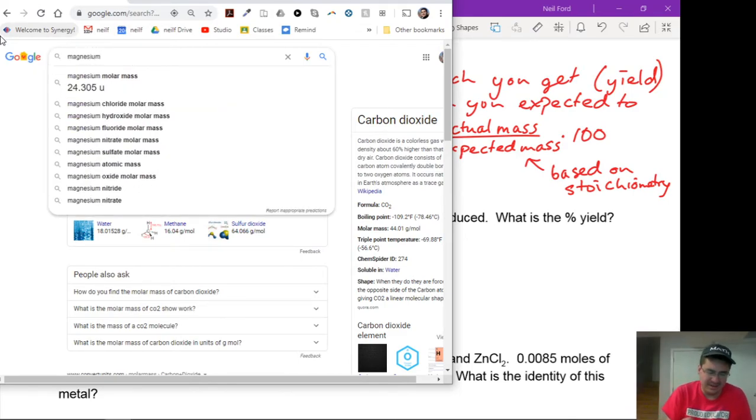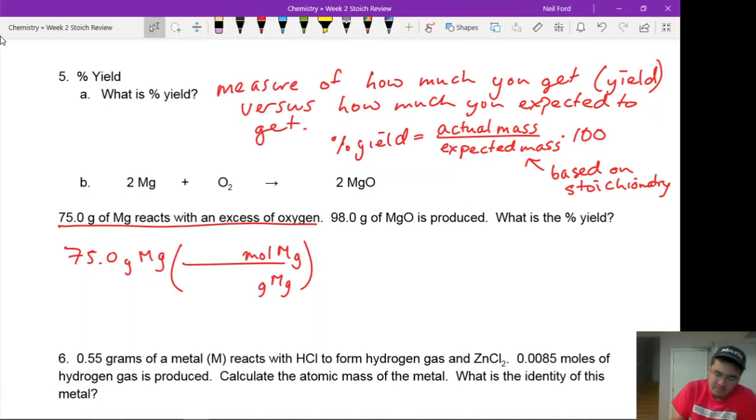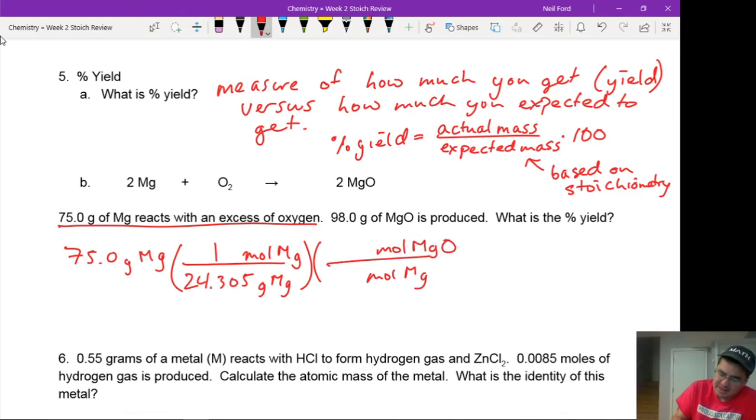Oh, there it is. It says molar mass of magnesium, 24.305 in 1 mole. Okay, I need to go from moles magnesium to moles magnesium oxide, and I look at the reactant and the product that I'm interested in, 2 to 2. This time, just for an example, I'll write it in there. Of course, it reduces to 1 to 1 anyways.